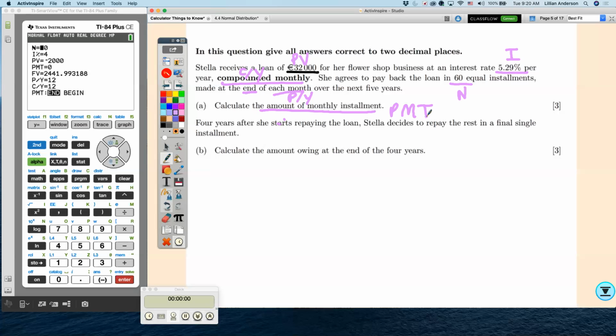What's my future value going to be? 0. Because once you pay back the loan, that means your future value's got to be 0. Since she's getting money from somebody else, that's why present value is positive. I'm looking for the payment, future value of 0. PY and CY are both 12. So I go to payment, alpha, enter. So how much are her payments each month? 608.14 euros, or you would do the symbol.